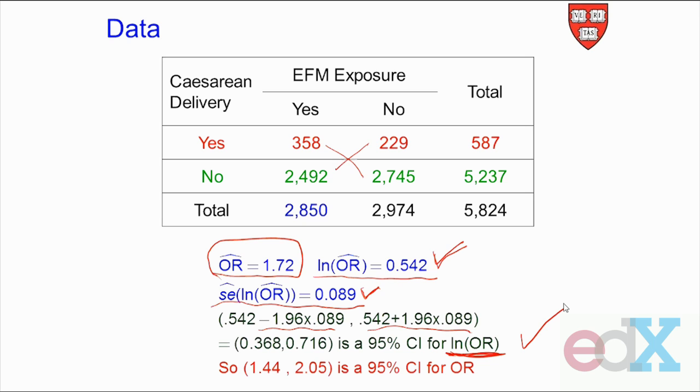But I'm not interested in the log of the odds ratio. I'm interested in the odds ratio. Well, then take the exponential. So take e to the 0.368, and you'll get 1.44. Take e to the 0.716 and you'll get 2.05. So there we have the results. Our best estimate of the odds ratio is 1.72, and the 95% confidence interval is 1.44 to 2.05. And this sits well with our previous hypothesis test because this confidence interval does not include the value 1. Our null hypothesis is that the odds ratio is 1. So there we have it.